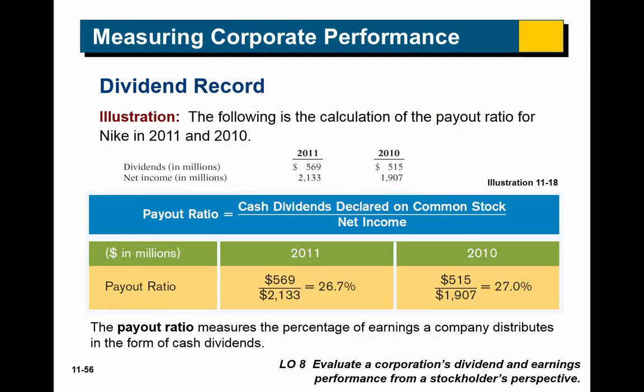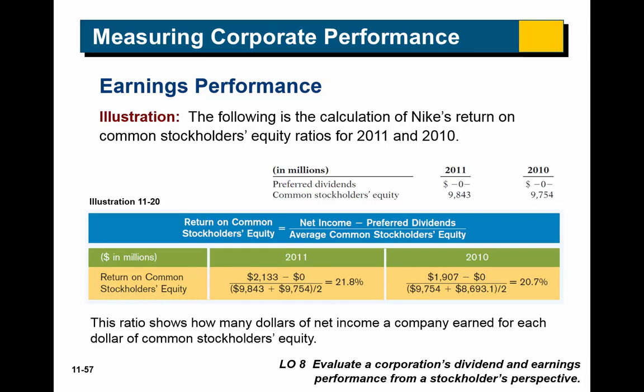A couple little ratios you'll want to know. The first is what's called the payout ratio. Sometimes it's called the dividend payout ratio. That's the cash dividends declared on common stock divided by the net income. And earnings performance, which we call return on common stockholders' equity, or return on equity, which is the net income, subtract out any preferred dividends, and divide it by the average common stockholders' equity. And remember, to find the average, we would take the common stockholders' equity at the beginning of the period, add it to the common stockholders' equity at the end of the period, divide by 2.